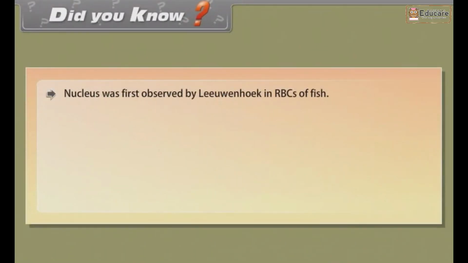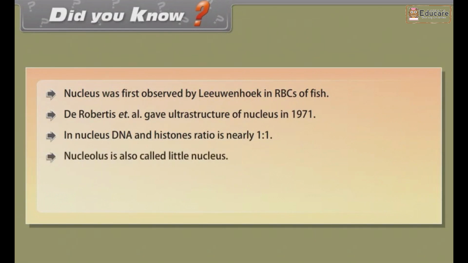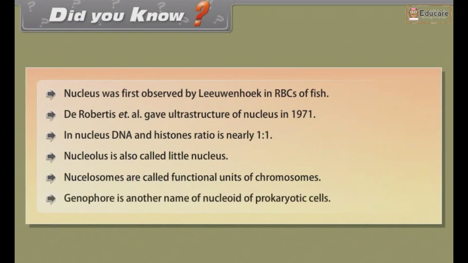Did you know? Nucleus was first observed by Leeuwenhoek in RBCs of fish. De Robertis et al. gave the ultrastructure of nucleus in 1971. In nucleus, DNA and histones ratio is nearly 1:1. Nucleolus is also called little nucleus. Nucleosomes are called functional units of chromosomes. Genophore is another name of nucleoid of prokaryotic cells.